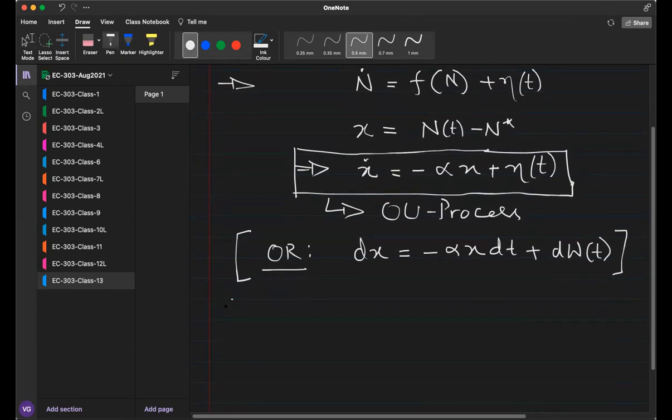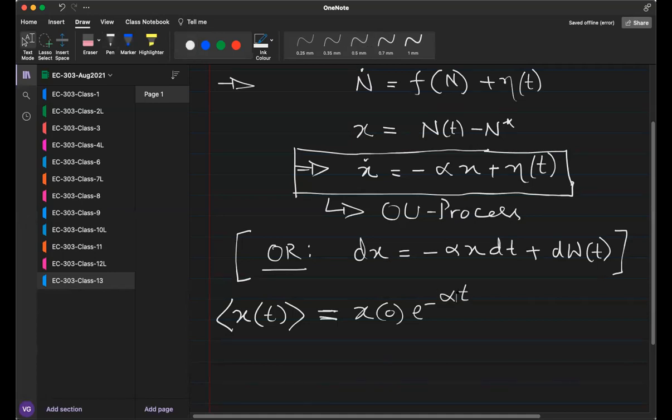One is that the mean of the stochastic variable x is basically given by this, right? The initial value which decays exponentially. So the mean basically follows the same pattern that we expect in the deterministic systems.